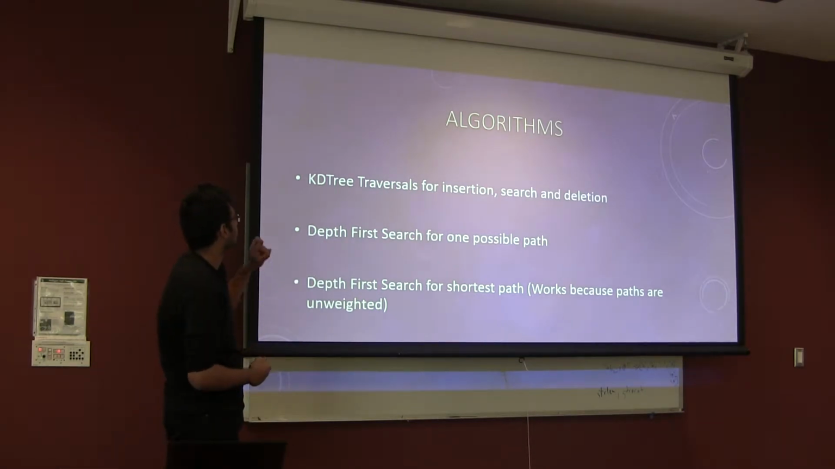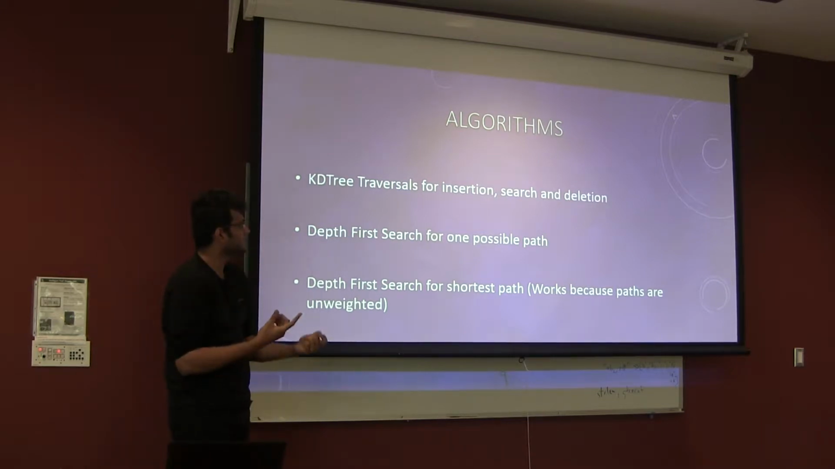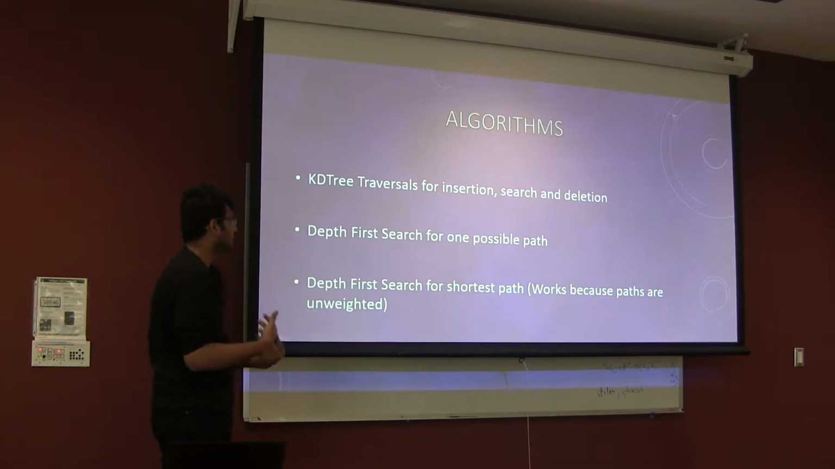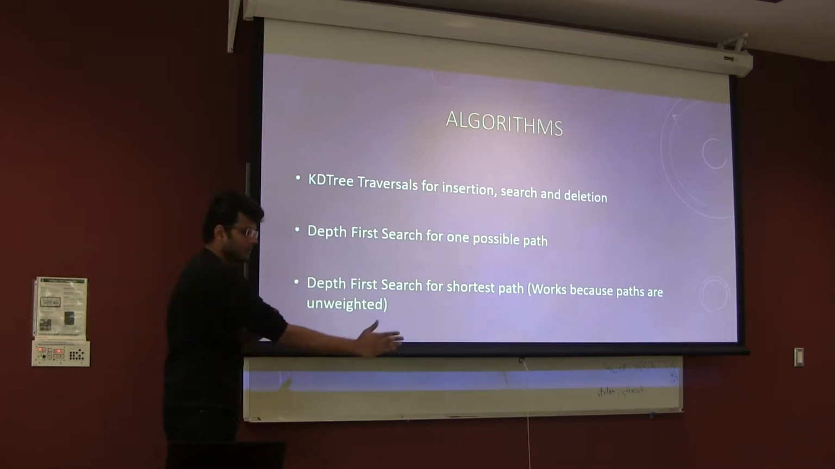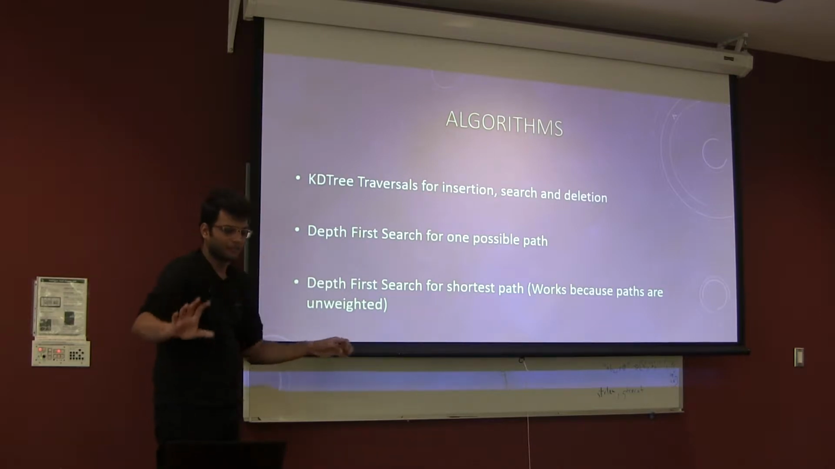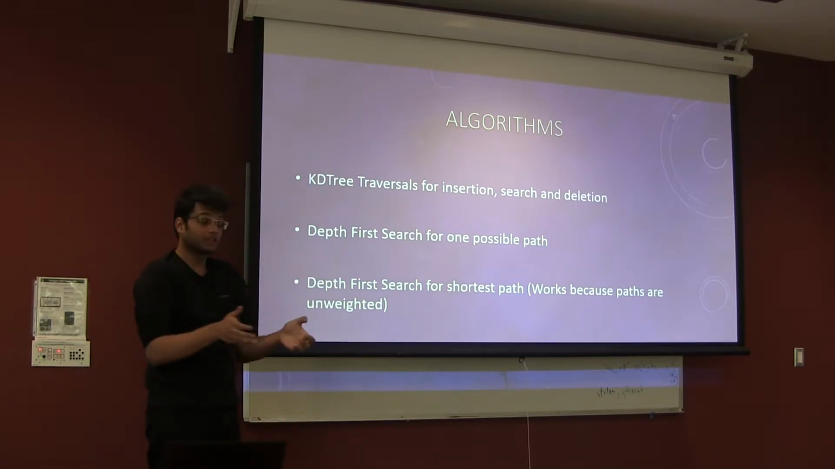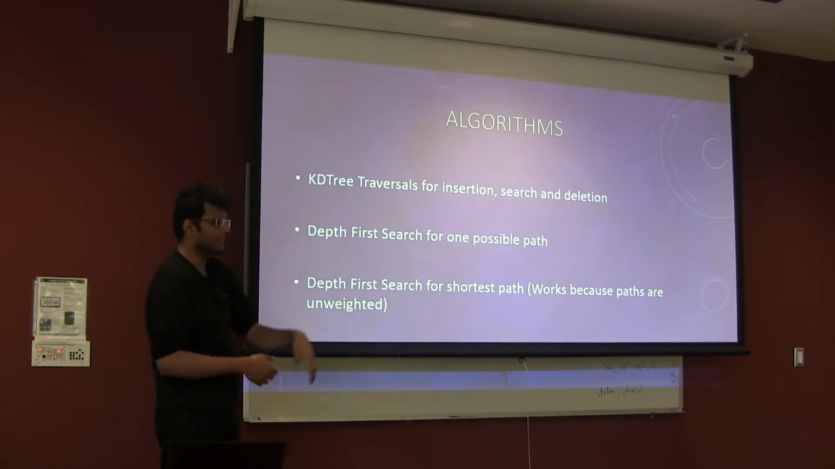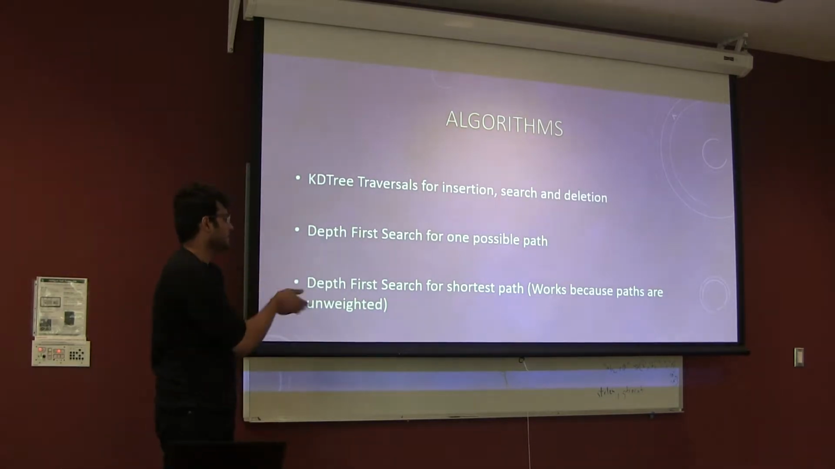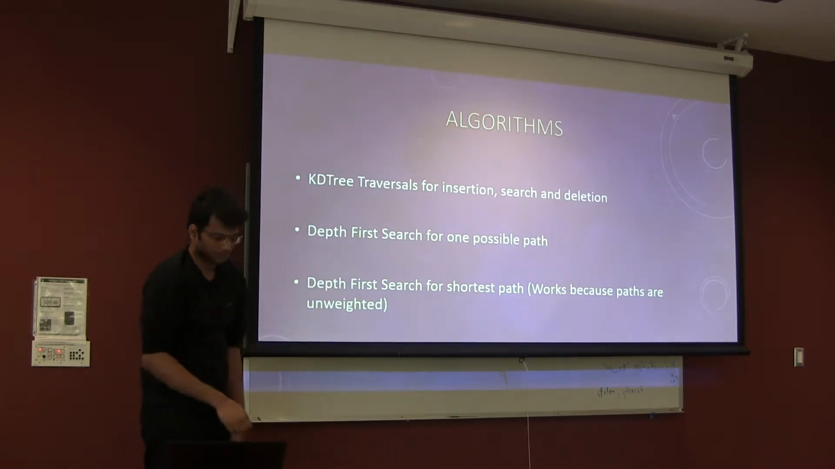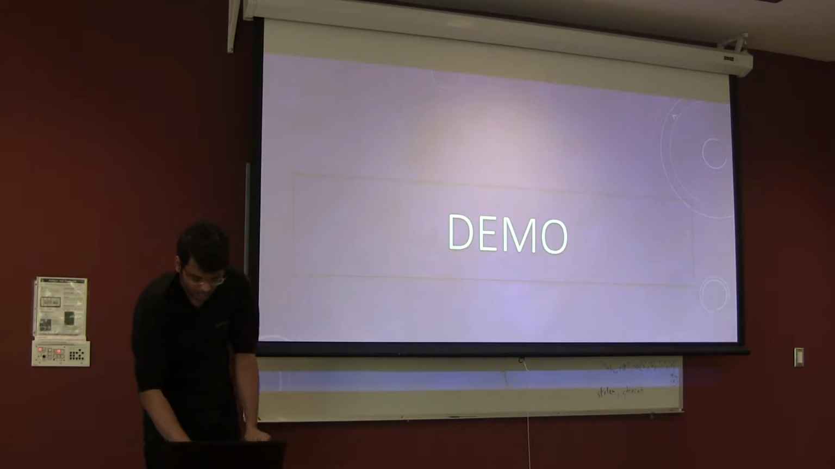So algorithms. These are a few important algorithms that I had to work on. There are KD tree traversals for insertion, search, and deletion. Then depth first search for one possible path. It's like, keep going until you get there, and if you're stuck, then it means you don't have any path. Then depth first search for shortest path. It's kind of like breadth first search, except that if you do it recursively that way, it kind of works like a queue. It only works because it's unweighted; if it was weighted, it wouldn't work properly. So that's one limitation. So the demo.